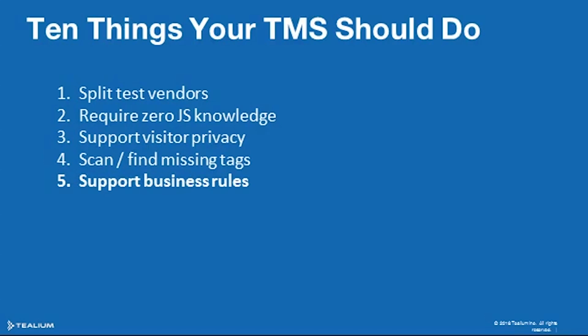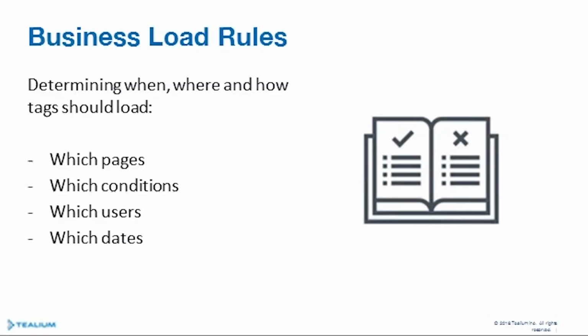The next step is really supporting your business rules when it comes to how and when to load different technologies. We call these load rules, and load rules are a way for you to determine what pages, what conditions, what users, and really what time periods you want to load particular technologies. Most of the time, a tag manager will give the ability to load based on a URL.